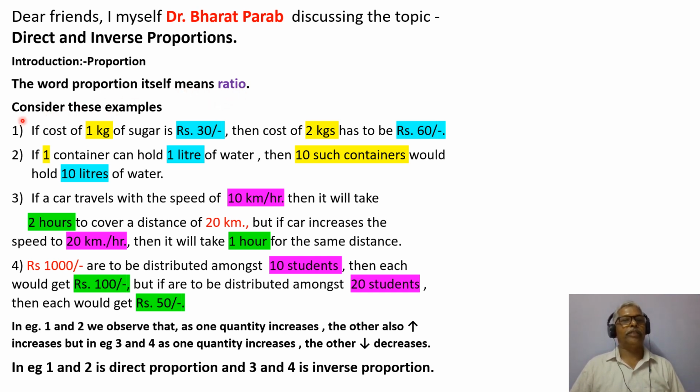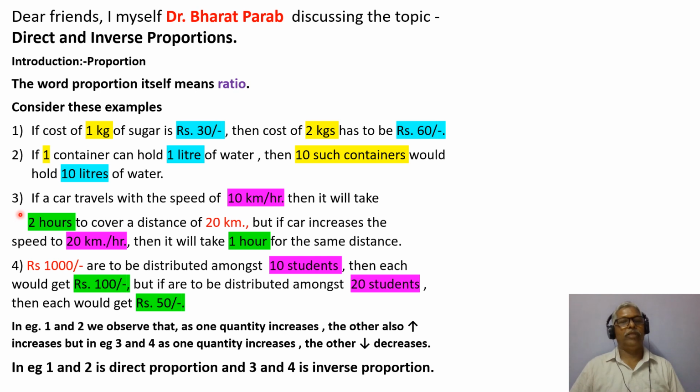To understand this, consider these examples. First one, if cost of 1 kg of sugar is rupees 30, then cost of 2 kgs has to be rupees 60. Very simple. 1 kg is 30, then 2 kg will be 60. Second one, if one container can hold 1 liter of water, then 10 such containers would hold 10 liters of water. This is also another simple example.